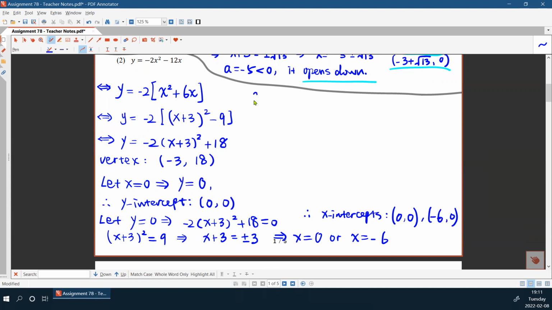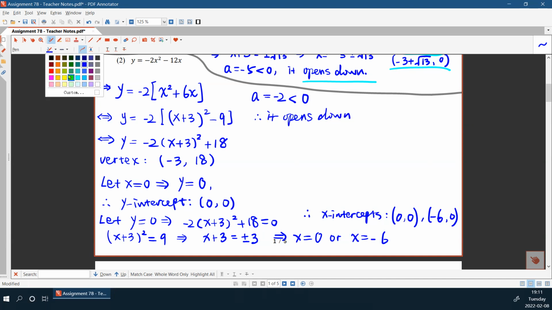And last, let's check the leading coefficient a. A is -2, which is less than 0. Therefore, the curve of the parabola opens down, right? Okay, so we have gathered all the key information. Vertex, y-intercept, x-intercepts, and direction. Then we can sketch its graph.